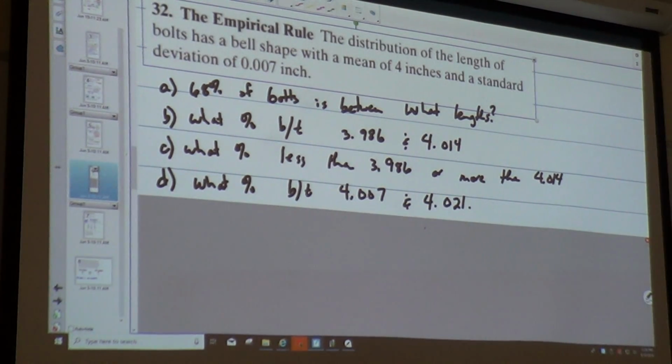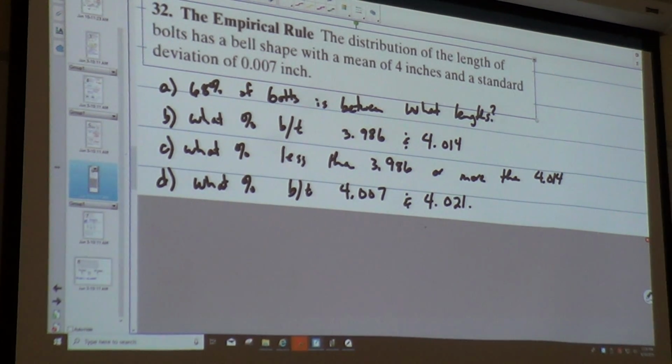68% of the volts are between what links? What percent is between blah and blah? What percent is less than blah or more than blah? And what percent is between blah and blah?